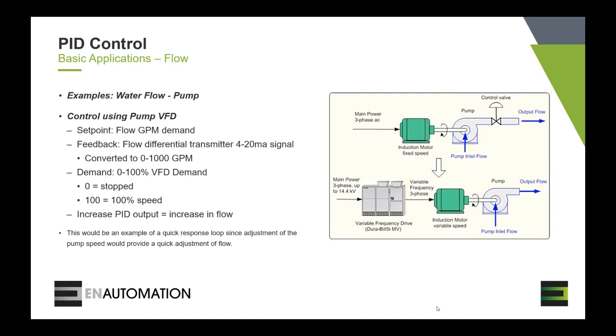So in this case, if you increase your PID output, you're going to get increased flow, whereas the other one was reversed of that. Again, this is a quick response loop time. When you increase the VFD speed, you're going to get increased flow. So this is another one of those. You don't want your response time to be very long. It could be a hair longer than the previous example, but in the scheme of things, this is going to be a very quick response time.